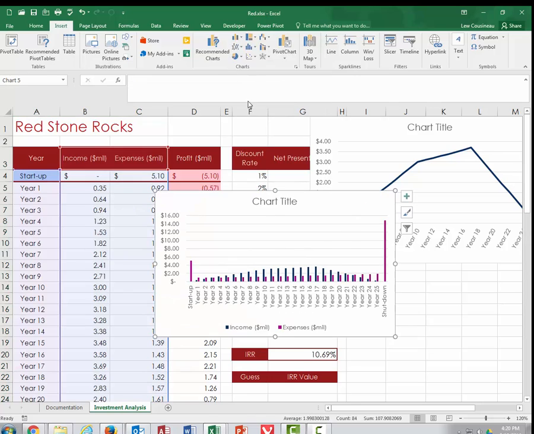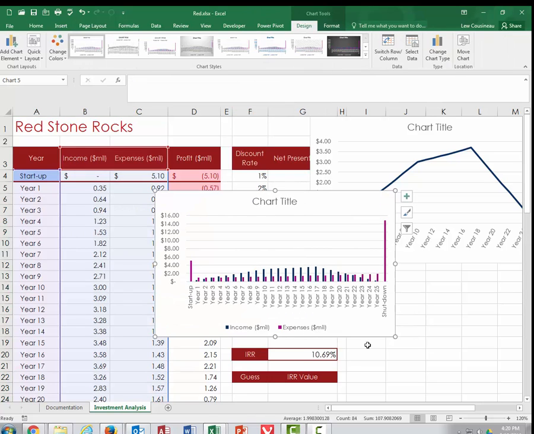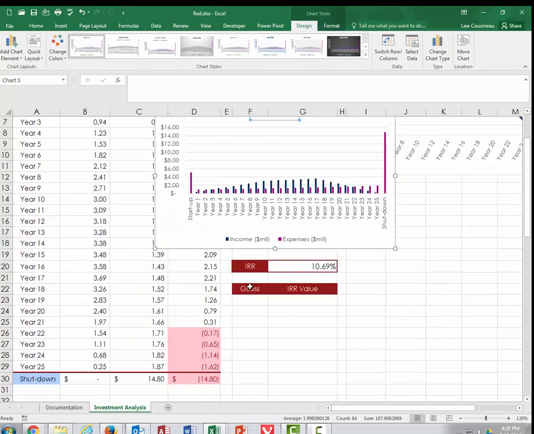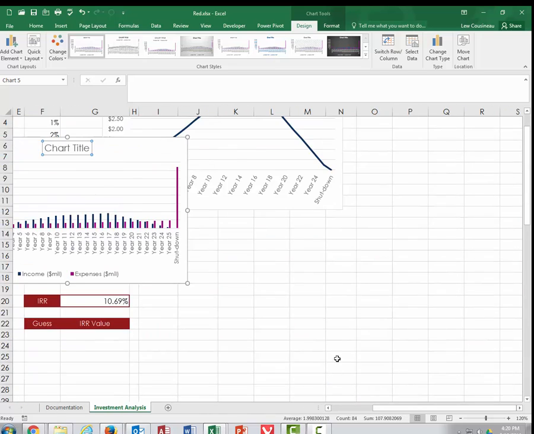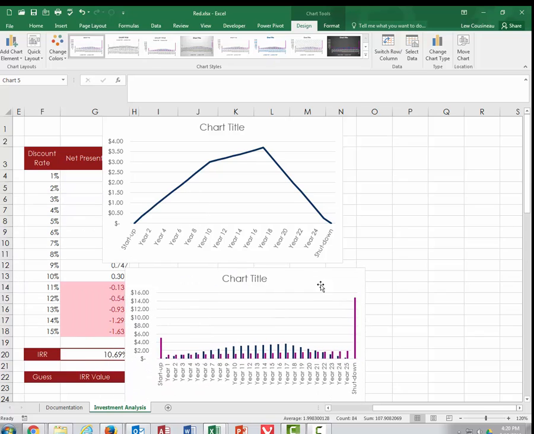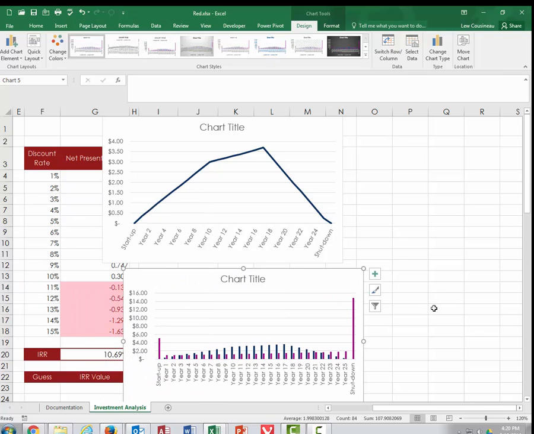And I will go insert clustered column. And now we have our income and expenses. Obviously you're going to want to fill out a chart title and maybe rotate the years like we just did a second ago. Move it to where it needs to be moved, and you should be good. And we're only doing through instruction 15 on this exercise.